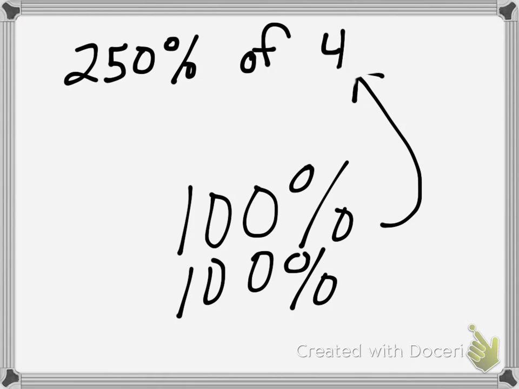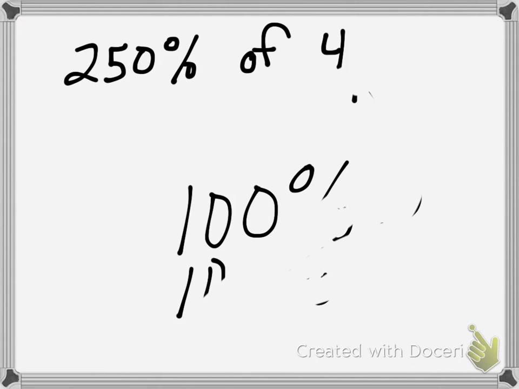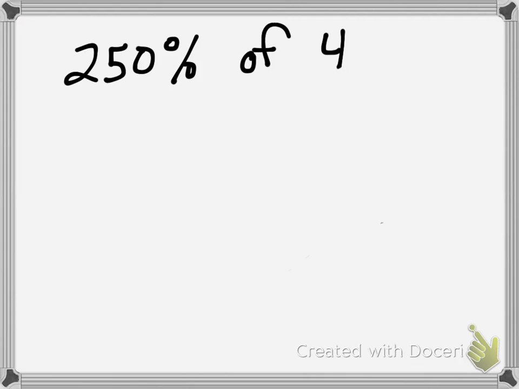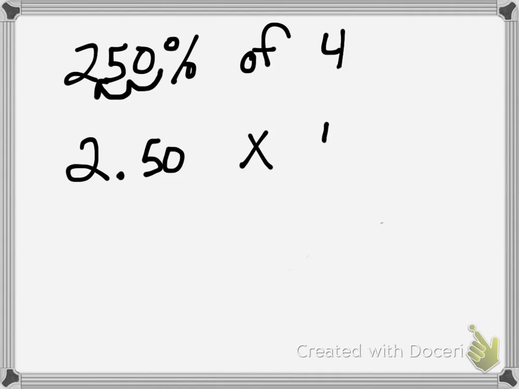So let's do a quick little erase here, and we'll figure out what this actually is. To figure this out, we're going to follow our process just like before. We're going to convert this to a decimal by moving 2 spots to the left. So now this decimal is 2 and 50 hundredths. "Of" is like multiplying, and our 4 stays the same. So 2.5 times 4 is 10. So 250% of 4 would be the number 10.